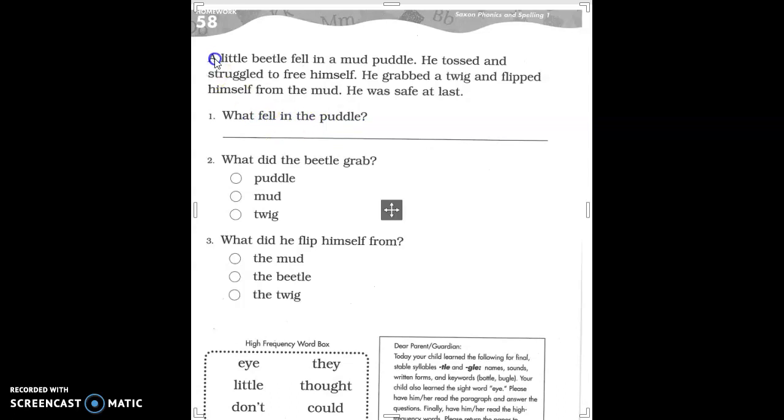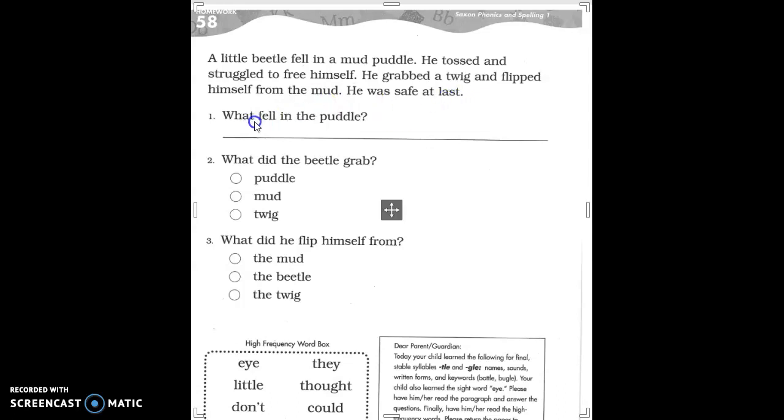Repeat each sentence after me. A little beetle fell in a mud puddle. He tossed and struggled to free himself. He grabbed a twig and flipped himself from the mud. He was safe at last.